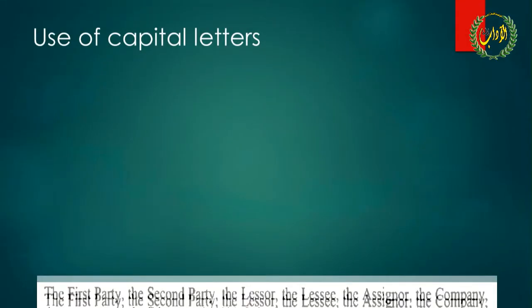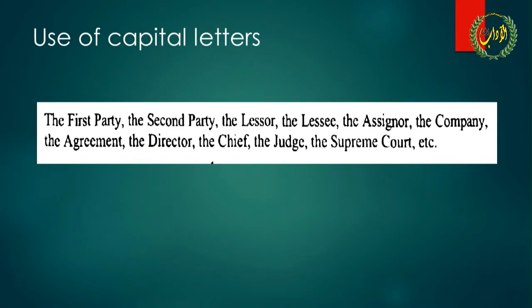The use of capital letters, as we can see in the example here, is given. The first party, as you can see, has capital T, capital F, and capital P. It means that the reference here is to a legal character. So the first party has a legal character. It means someone or a company or an institution and so on. As you can see in other examples: the second party, the lessor, the lessee, the assigner, and so on.